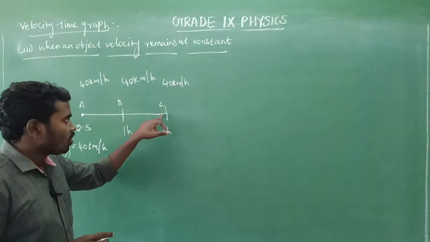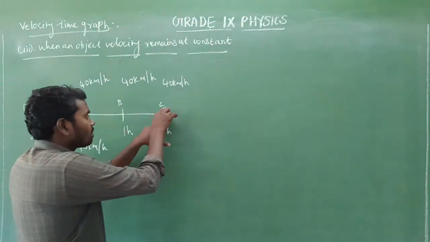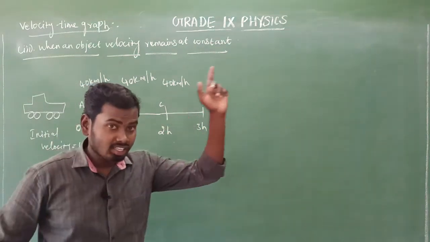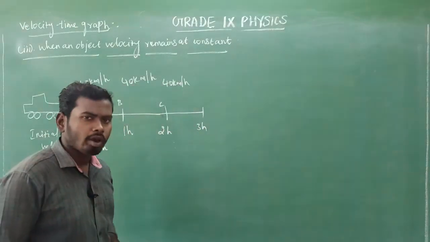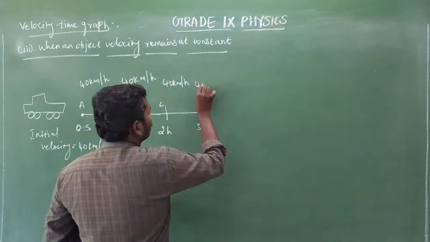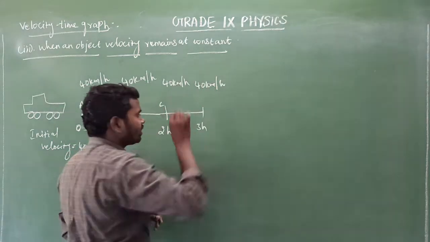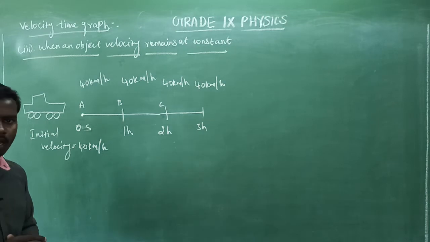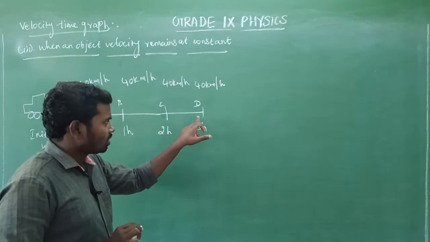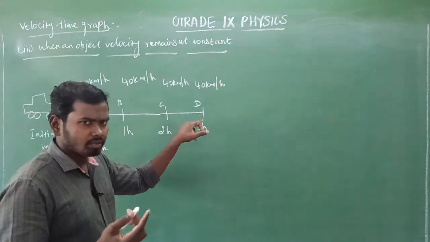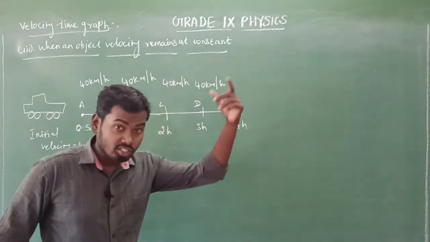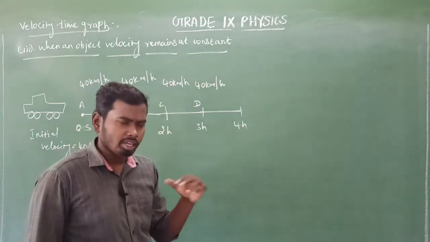Is it clear? Yes. From point C, note this point, in the next 1 hour again the car velocity remains the same. How much? 40 km per hour. Is it clear? Yes. Now the car comes to point D here. Look here. From point D, in the next 1 hour, again the car velocity remains the same.